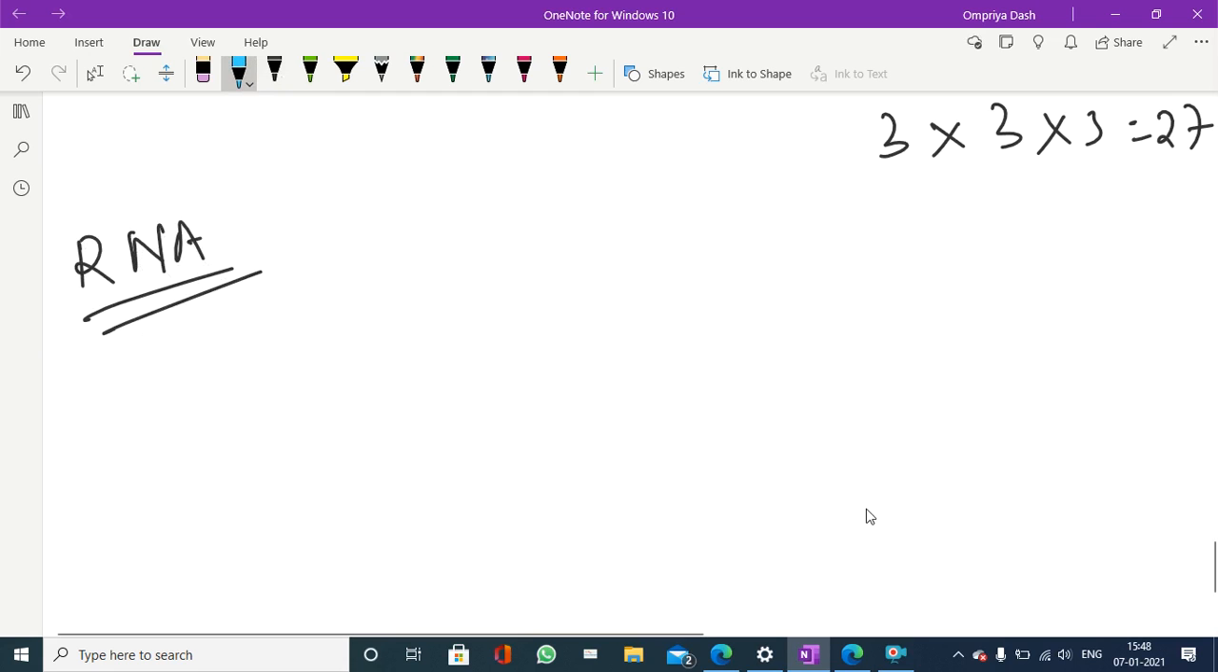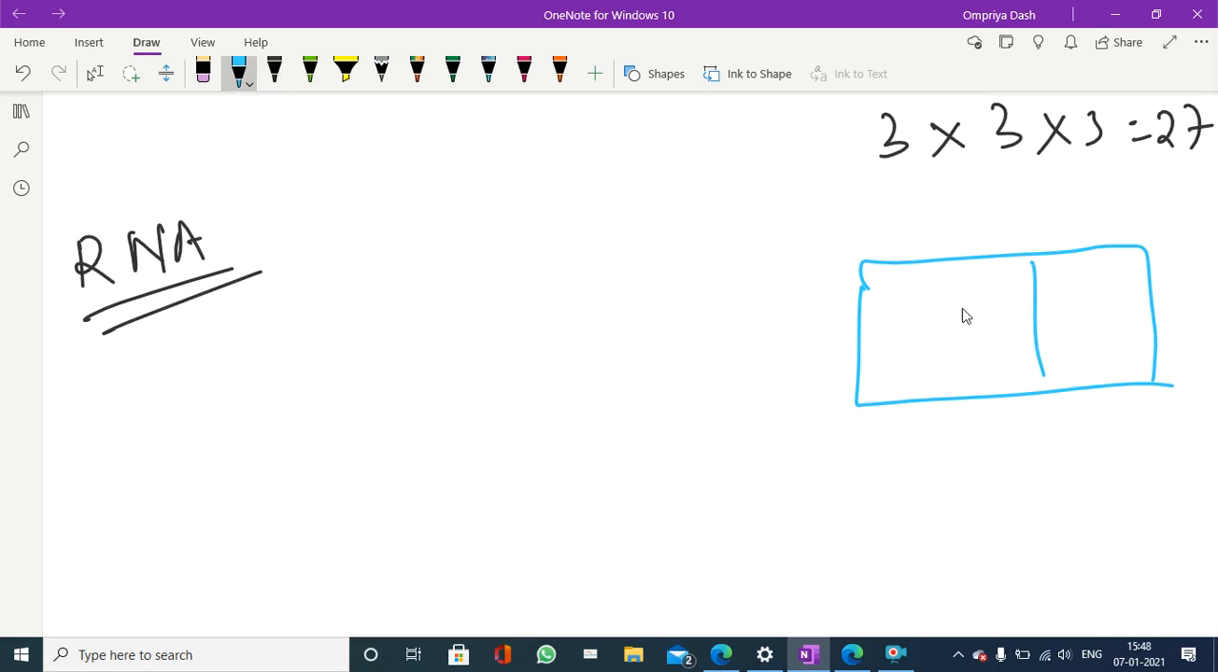Okay, so here also we want to do the same. We want to form a 3-digit number. But here repetition is not allowed. That means you cannot use the same digit more than once.